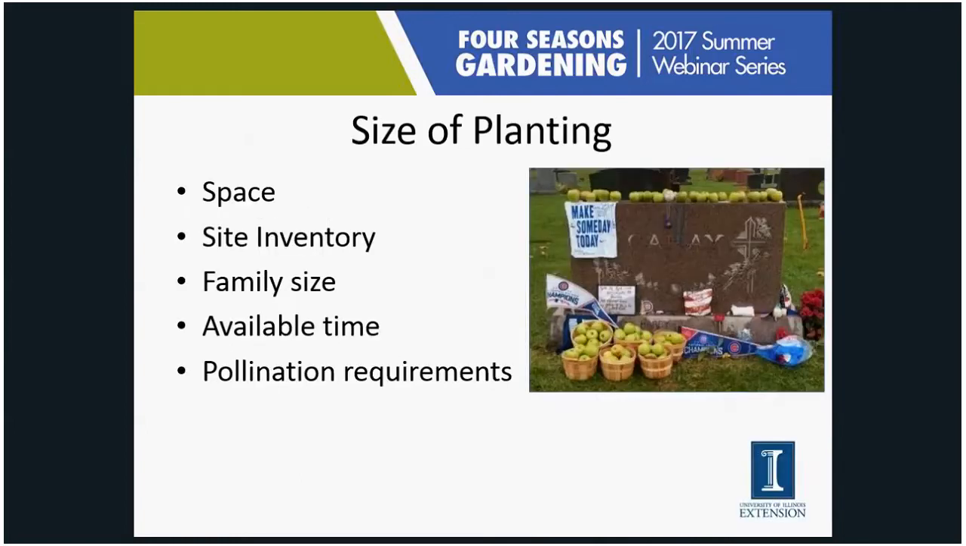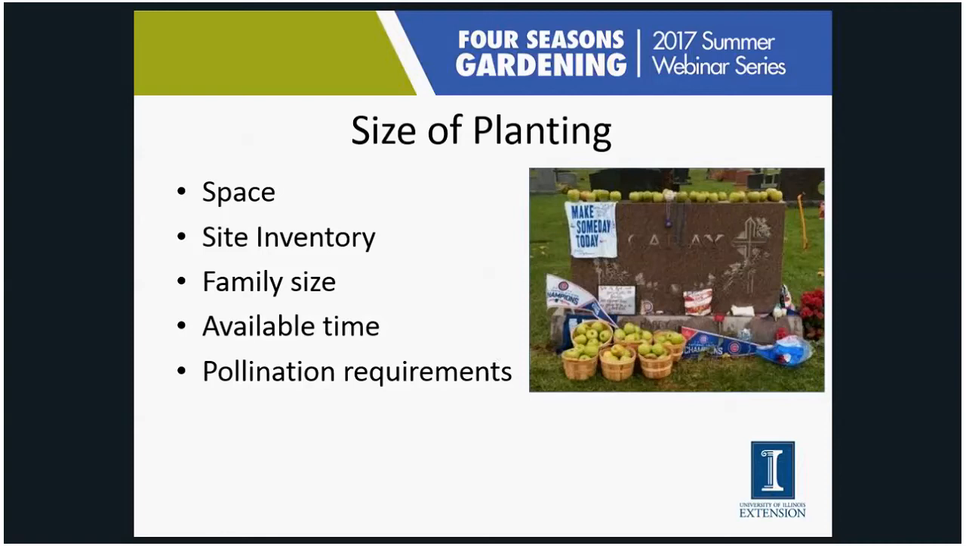So talking about the size of planting, we need to talk about space. Trees generally take up a lot of space and room, and so if you have a small backyard, you're going to have to take that into consideration. And in that, you'll need to do a site inventory. So you'll have to investigate to find out where possible power lines are, where the water line is, where things are that can get in the way of the growing of these trees.